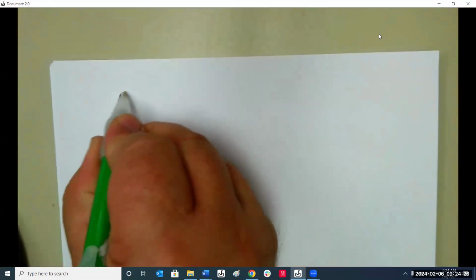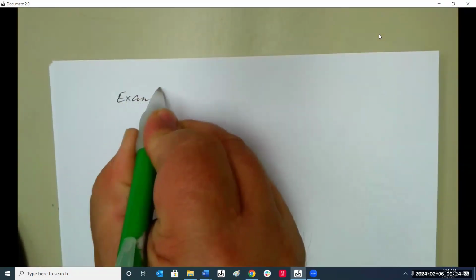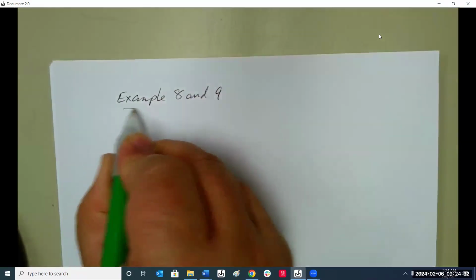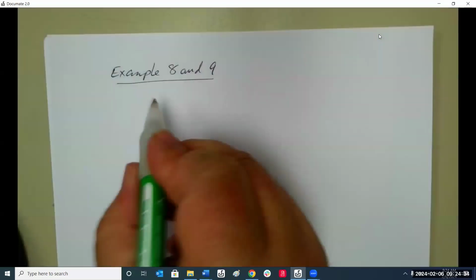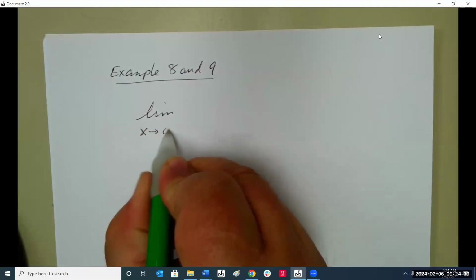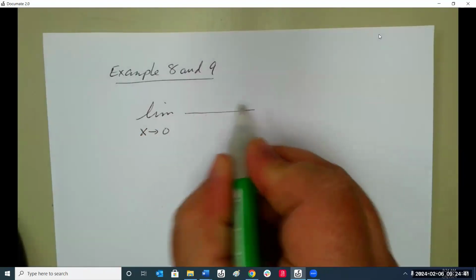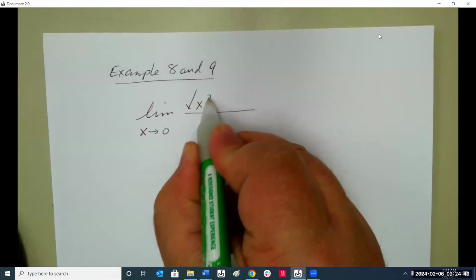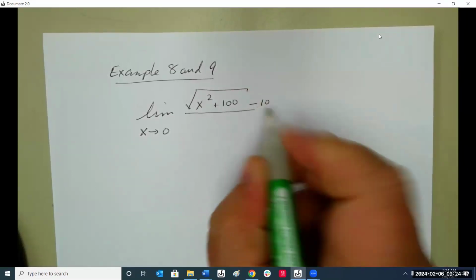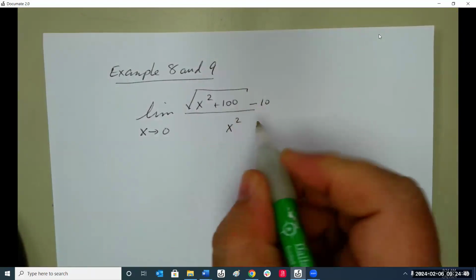So examples 8 and 9 is the limit as x approaches zero of (the square root of x squared plus 100, minus 10) over x squared.